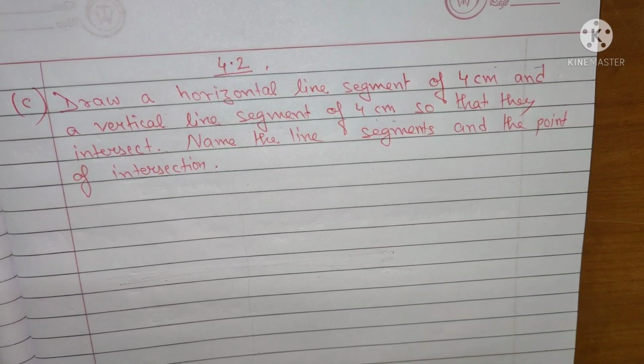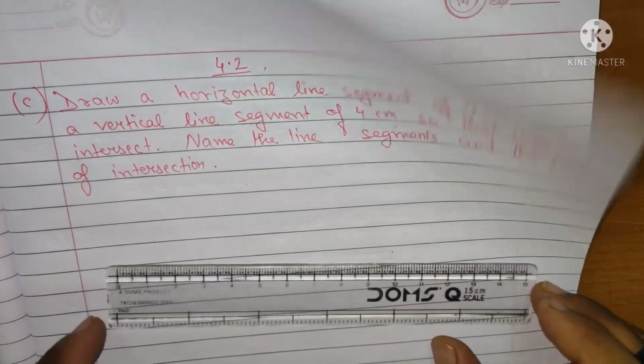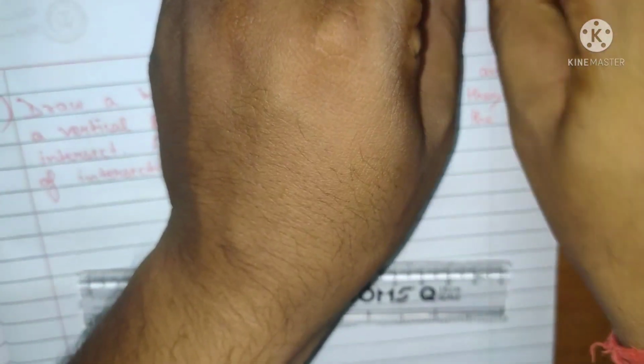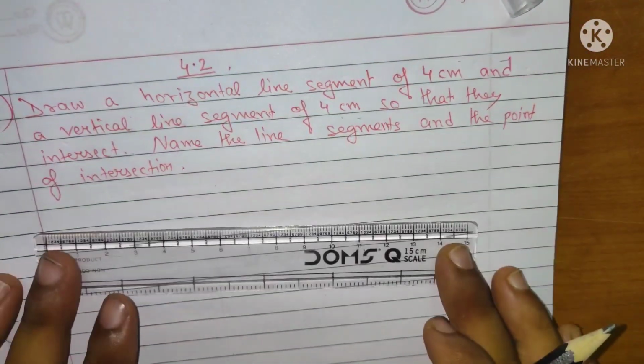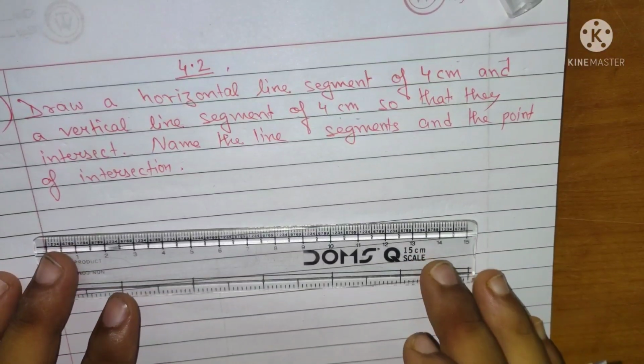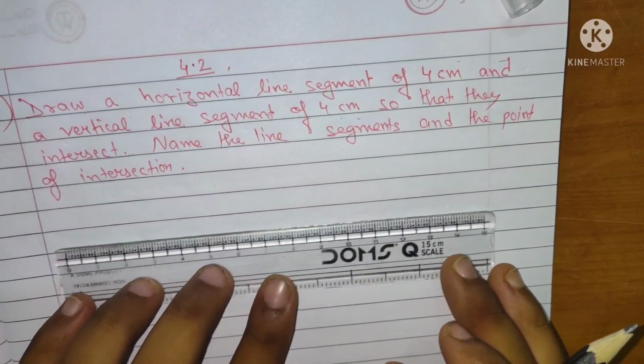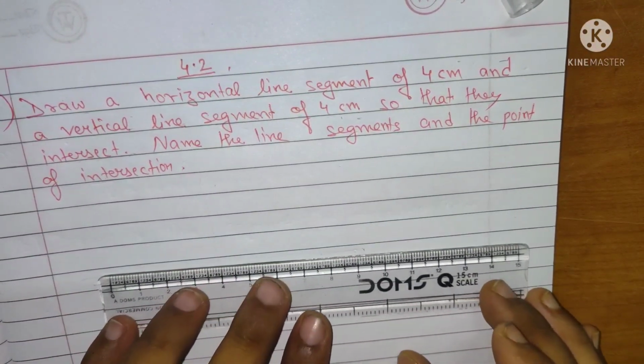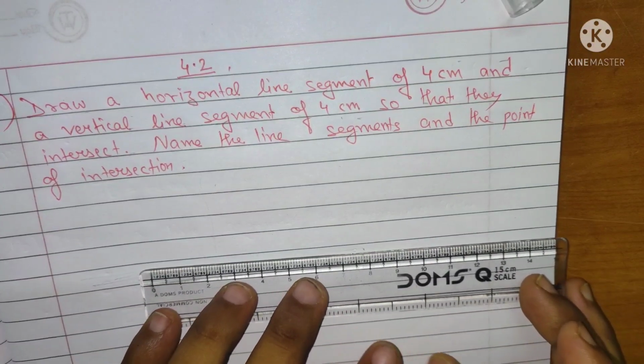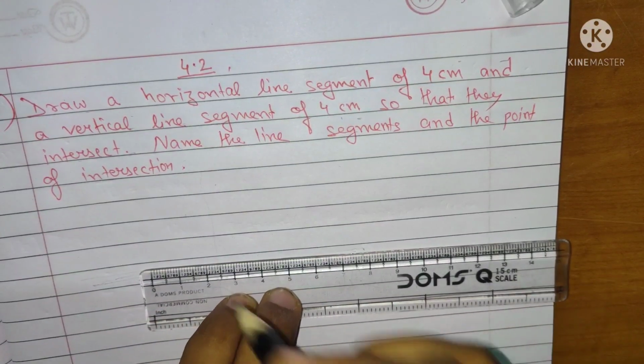Okay, so let's start now. To draw any line segment, you have to use your ruler. So this is my ruler. To draw the line segment of 4 centimeter horizontally, let us draw a line segment of 4 centimeter horizontally. So here I am drawing a line segment of 4 centimeter horizontally.